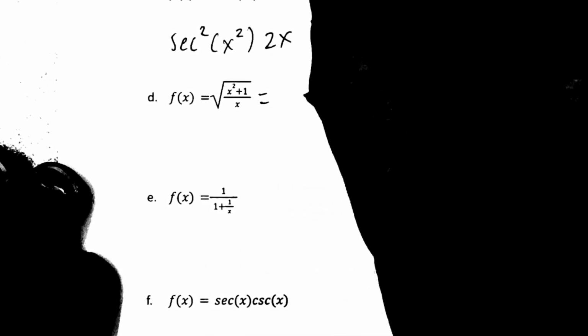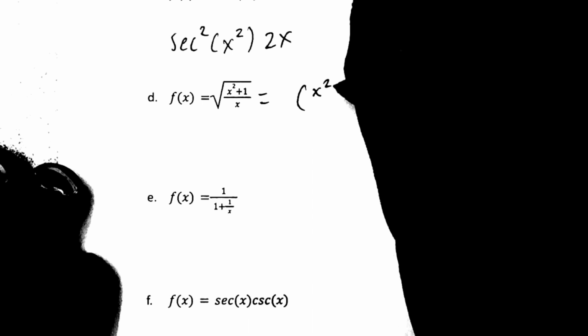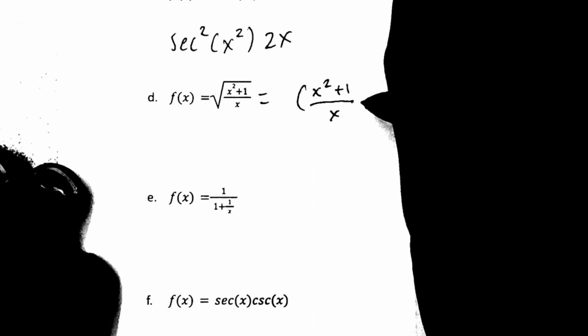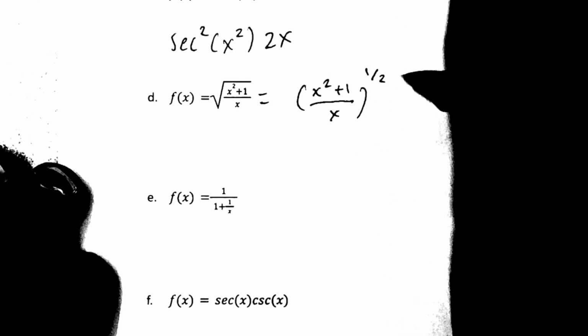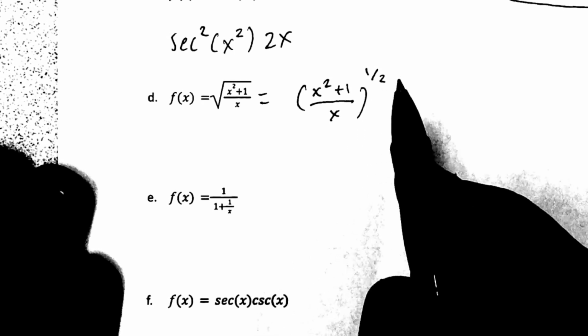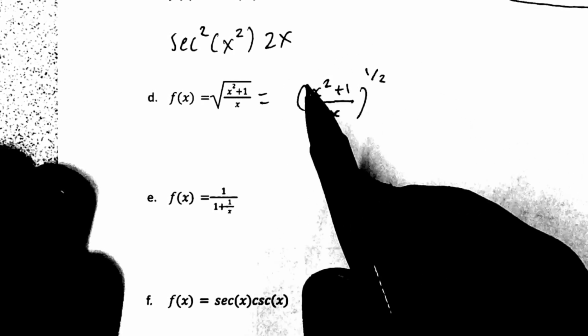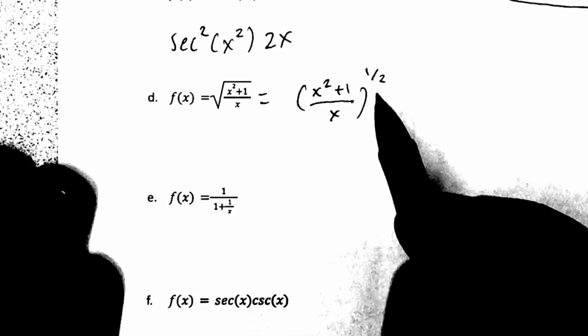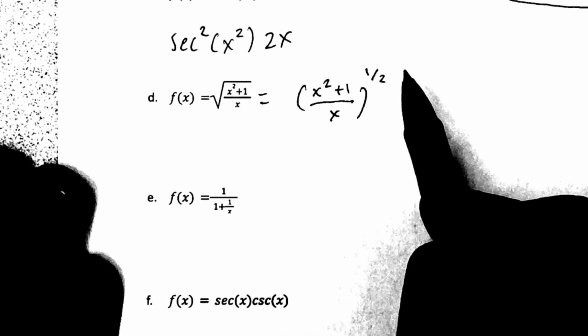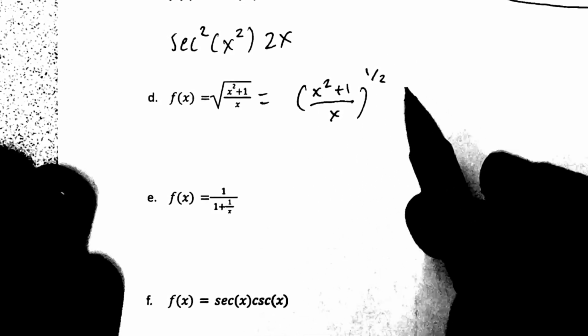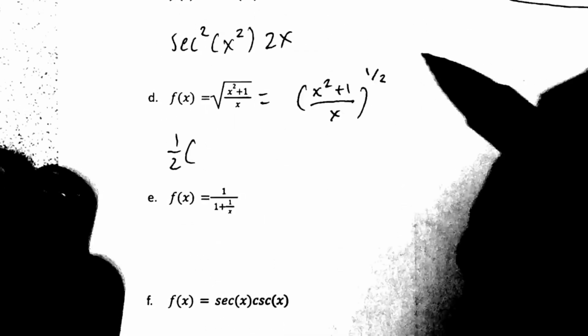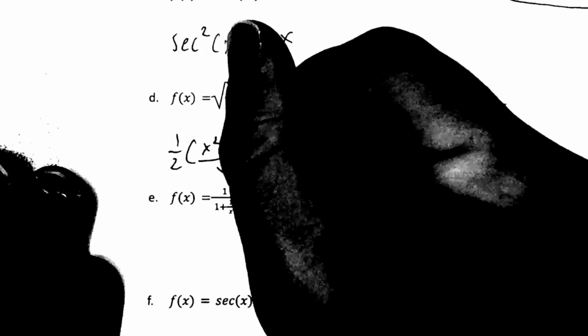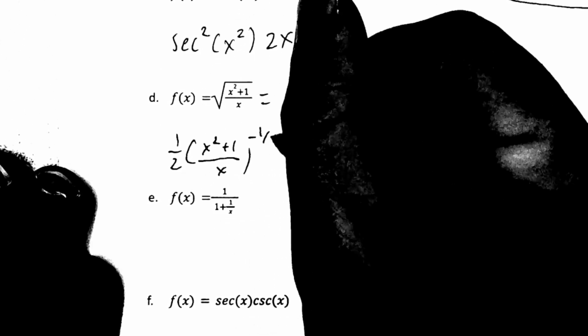So let me go ahead and rewrite this with an exponent. So it's going to be x squared plus 1 over x. So I know to use chain rule because I have a function inside another function. And you have to work from the outside in, and the outside function is this 1/2 power. So we're going to take the derivative of that first. So we're going to have just 1/2 and then x squared plus 1 over x all to the negative 1/2.